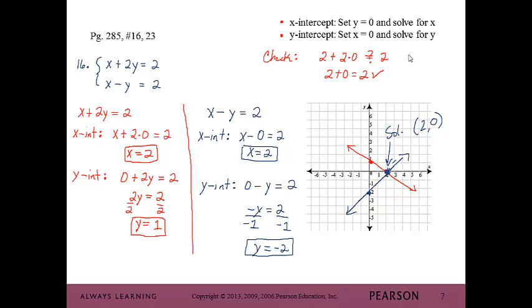And let's check it for the second, and that would be 2 minus 0. Does this equal 2? Well, 2 minus 0 is 2, and 2 equals 2, so it works. Therefore, we can say, yes, this is our solution. Let's look at number 23.